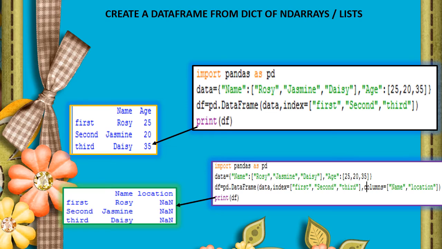And see the next one, the same list of values given for the name and age keys, and here we assign the attribute columns equal to name and location. Actually only name and age are available as columns in the dictionary, but here name and location are given. So name matches the name in the dictionary, so it is displayed, but location does not match any key in the dictionary, so it will return NaN, not a number.